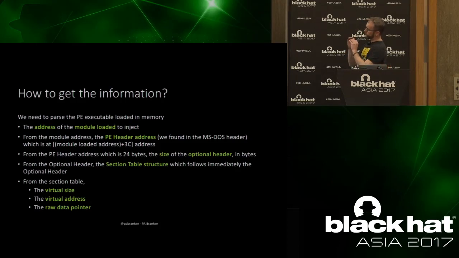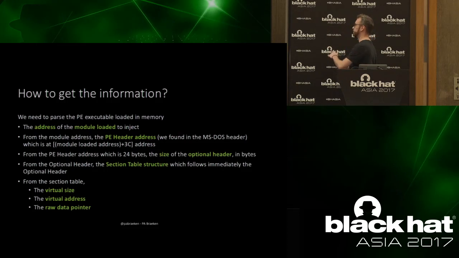The first thing you have will be the address of the module loaded to inject. After that, you will get the PE header address that you will find in the MS-DOS header. So I give you where it is. I wrote a white paper which will also be published on the Black Hat website. So you will have more details on the different operations, and the code is also on the internet.